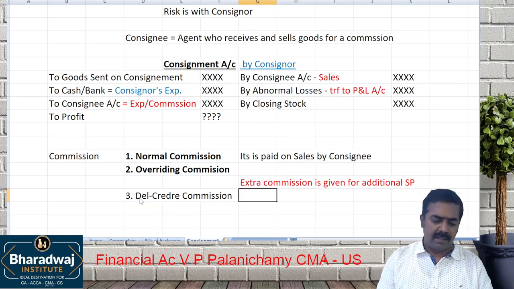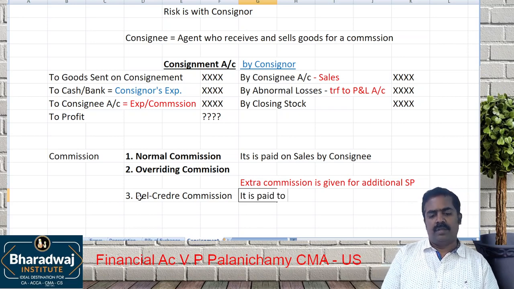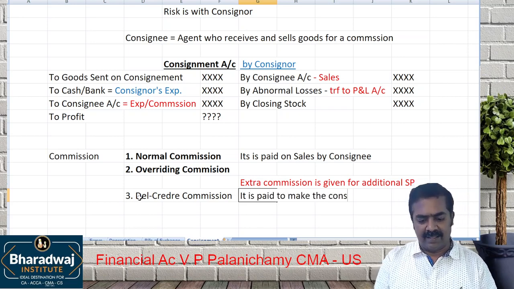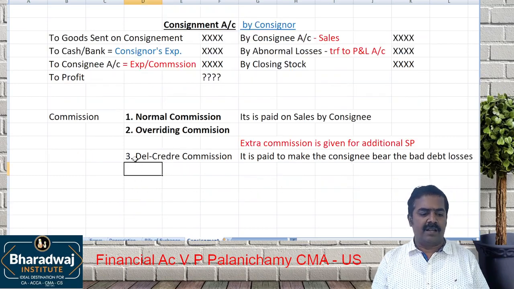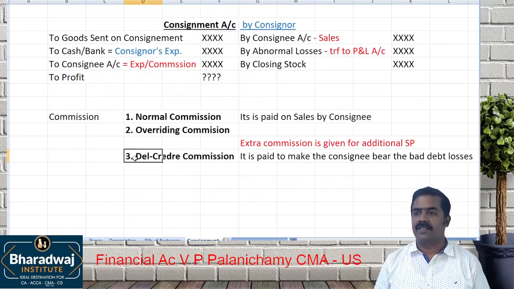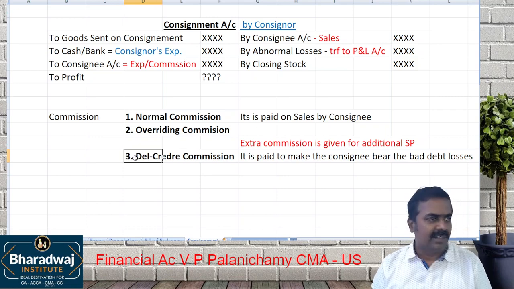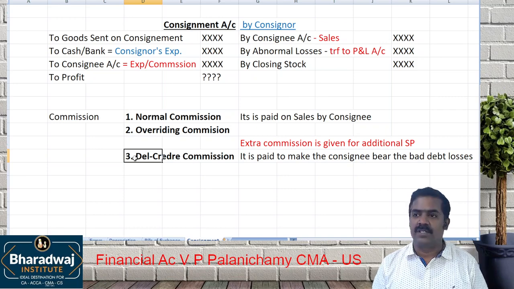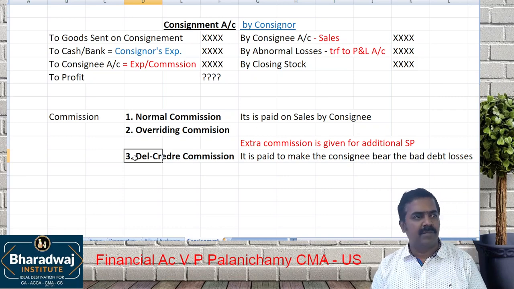Simple. It is paid to make the consignee bear the bad debt losses. With creditor commission, who should bear the bad debt losses? Agent will bear the bad debt losses. Consignee will bear the bad debt losses. If the bill creditor commission is not paid, who will bear the bad debt losses? Consignor will bear the bad debt losses.